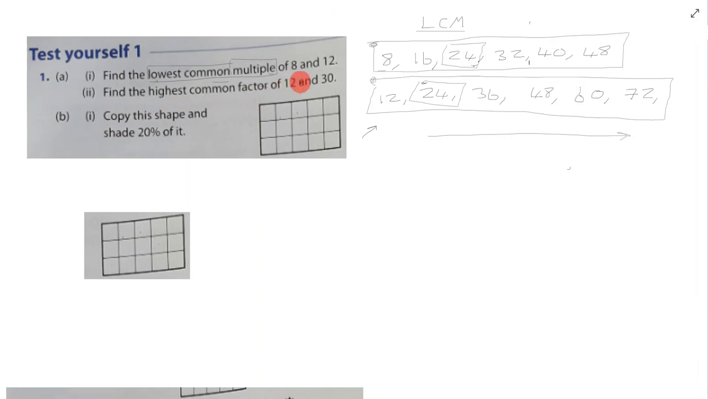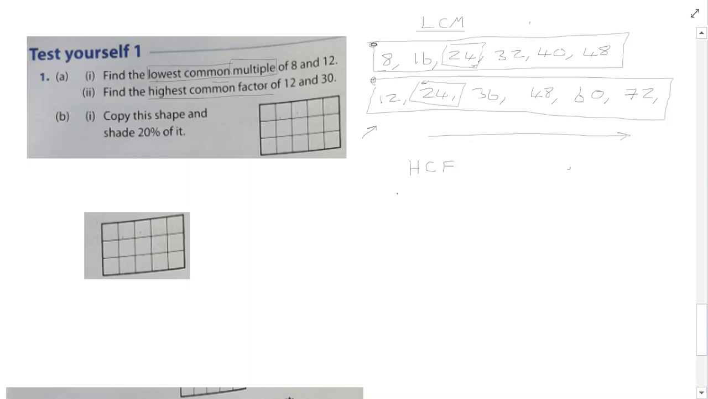So we're talking about a factor here. Remember, factors are numbers that, if we think about 12, the factors of 12 are the numbers that will divide in evenly into 12. So what we're looking for then is the highest common factor. And this can be abbreviated as HCF. H stands for highest, C stands for common, and F stands for factor.